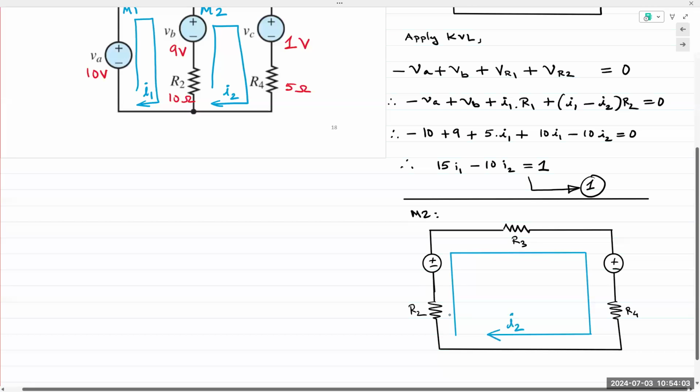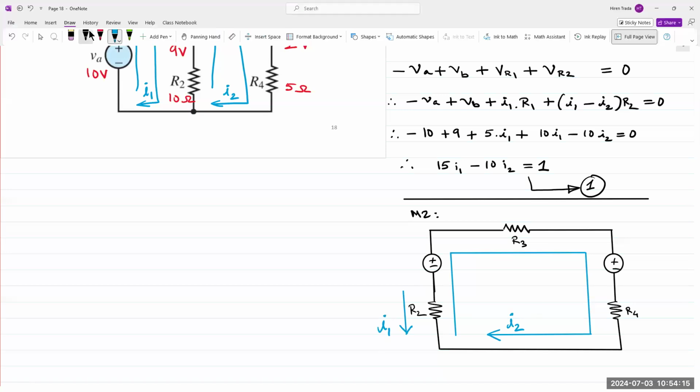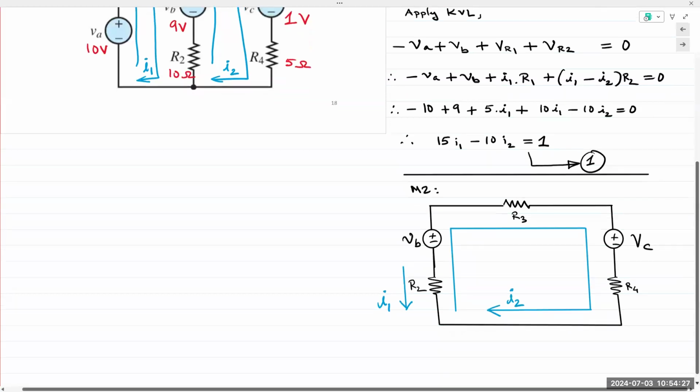And then, of course, this is the shared branch, R2. So I1. Okay. And this is VA. Oh, VB, sorry. VB and VC. All right, apply KVL.